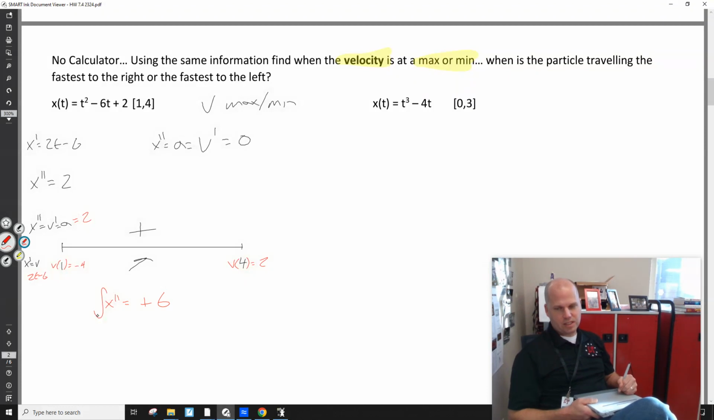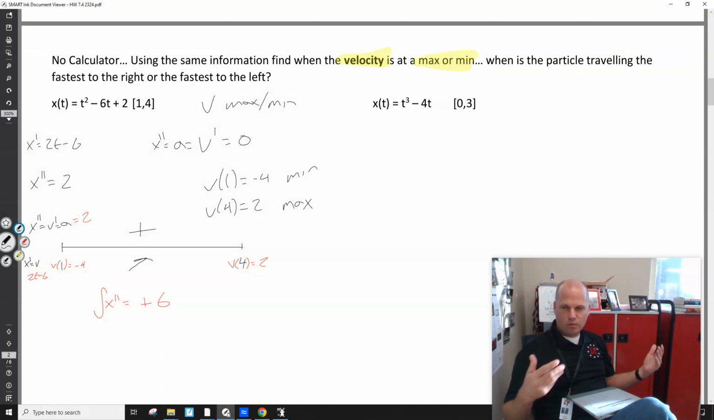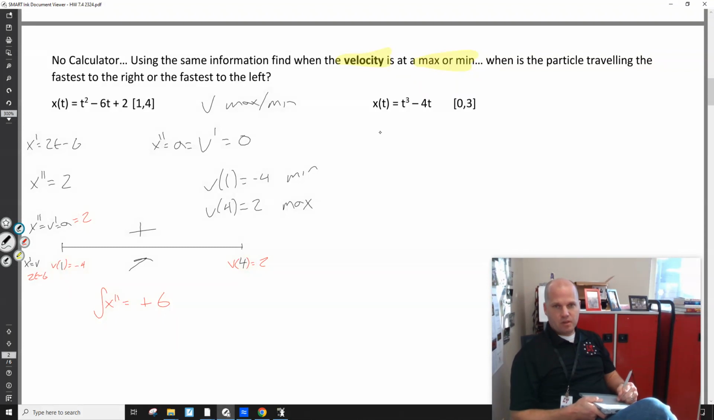Usually we don't include this step with our second derivative sign analysis, but it can be done. v of 1, which equals -4, is a min. v of 4, which is the other endpoint, is the max. We're increasing the entire time. Make sure you understand the accumulation of the derivative. The accumulation of this derivative is what tells you how much this is increasing. The difference between these values shows you how much you've increased, how much you've accumulated. All right, same deal here.